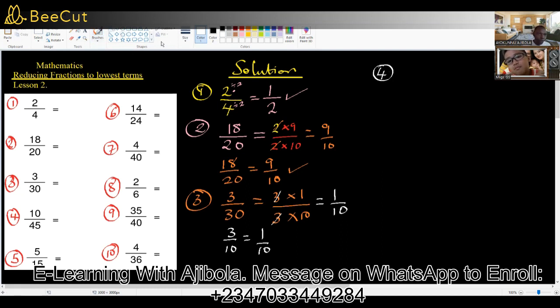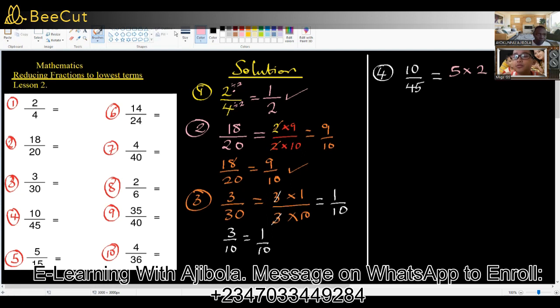Let me divide this page. Number 4 is 10/45. So 10 over 45. So what number can I use to divide 10 and use to divide 45? That number is 5. So 5 times what will give me 10? That's 5 times 2.